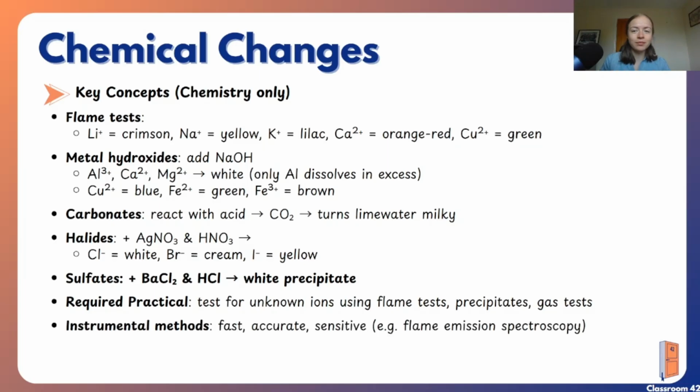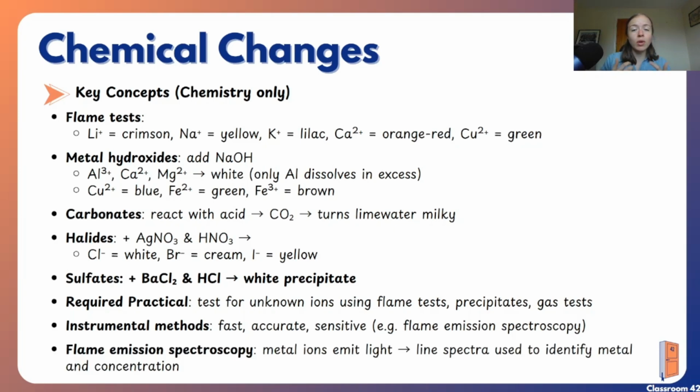You also need to know about some instrumental methods which can be faster, more accurate and sensitive than the tests that we've gone through today. An example of that is flame emission spectroscopy, and that is where metal ions emit light, and then you use the line spectra to identify the metal and even the concentration. So that's the big benefit of using that one. It's also a more quantitative procedure than any of our qualitative ones here.